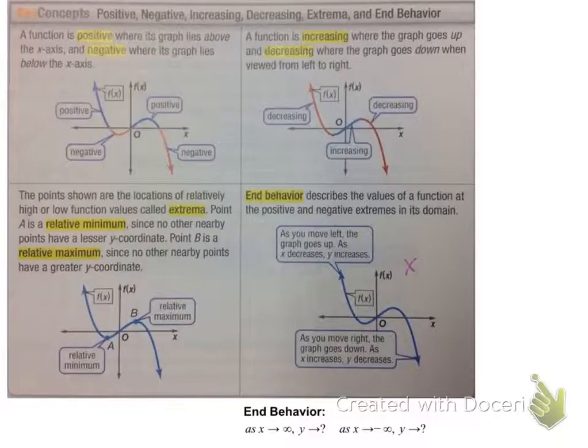So I state, as x approaches infinity, y is approaching negative infinity. It's a negative sign in front there, right? I then go back and say, as x approaches negative infinity, where's y going? So now x goes this way. Where's y going? It's going to positive infinity. So I write positive infinity. And that's end behavior, guys.